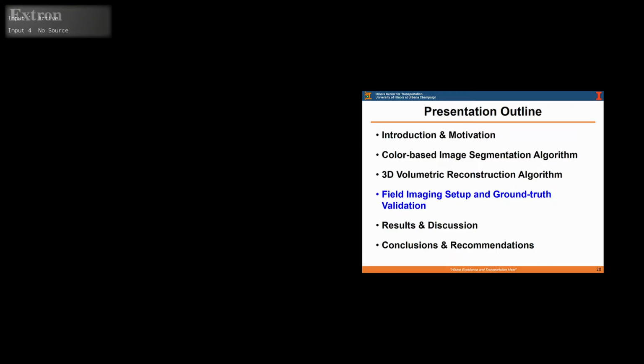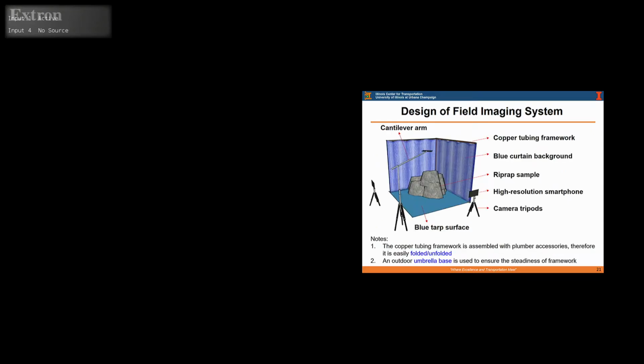Then I will introduce the field imaging setup and some ground truth validation. So we designed an easy-to-use and portable framework for the engineers to do such tasks in the field. It is composed of a blue top surface and two blue curtains as the front and side background. They are all hung over a copper tubing framework, which is anchored over an outdoor umbrella base. Then we have the three cameras from nearly orthogonal directions.